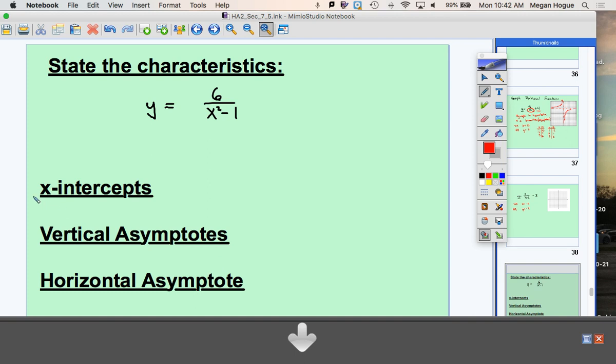I'm pretty sure in the directions I go in order like this, though. I think I say x-intercepts, vertical asymptotes, horizontal asymptotes. So we just go in order. It's the order you read the fraction. You read the top, the bottom, and then you compare the two things together.